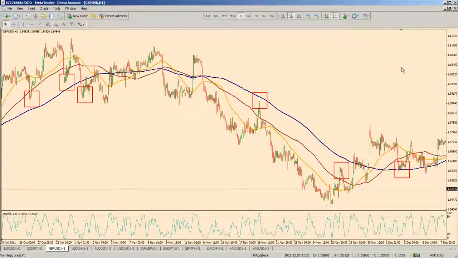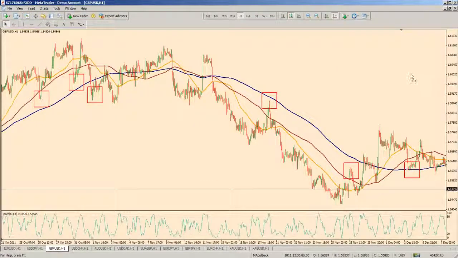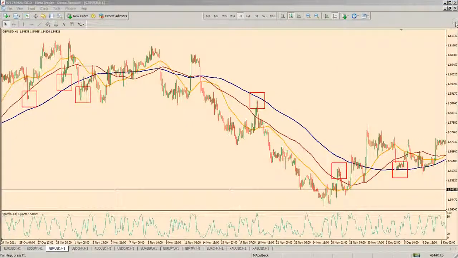I set this up beforehand. This is an hourly chart of British pound against the U.S. dollar.